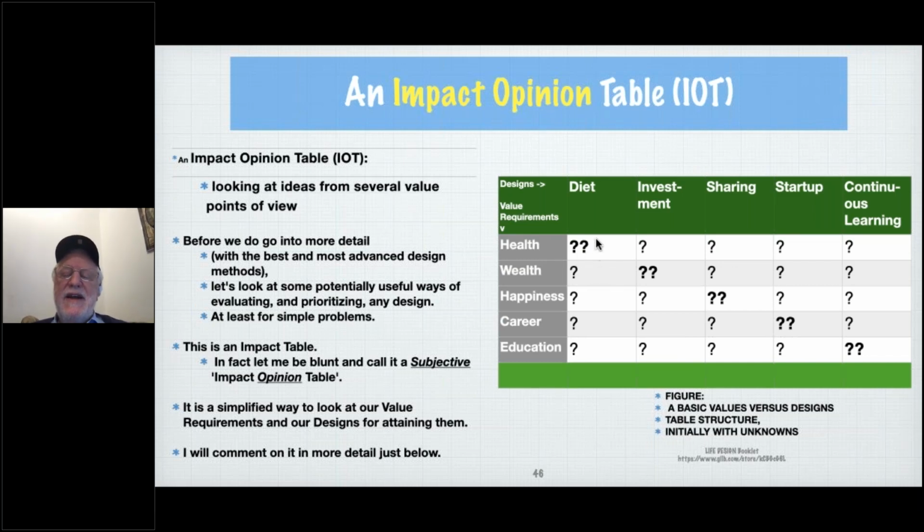It says, if you know what happens with the diet for your health, but you still have a question mark here and here and here and here, then maybe this will make you healthy, but will ruin your wealth, ruin your happiness, ruin your career, and ruin your education. And the negative side effects of diet are so bad that even though it helps your health, you don't really want to do it. So now intuitively, we all have a certain quantity of this.